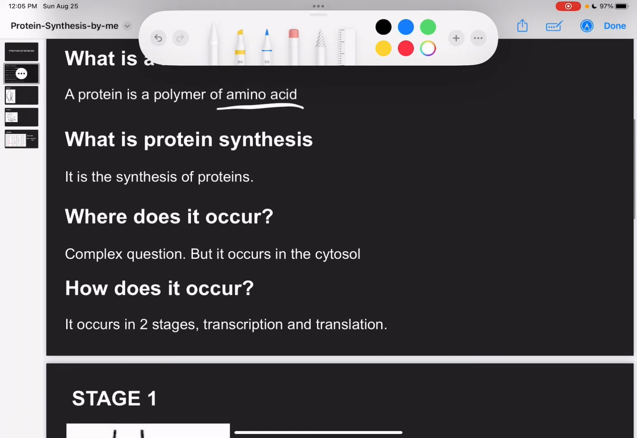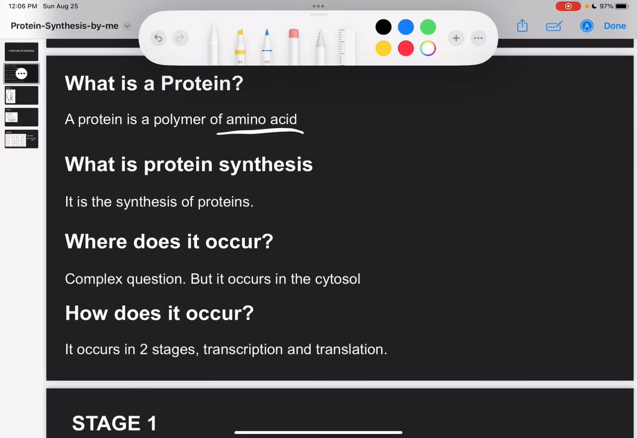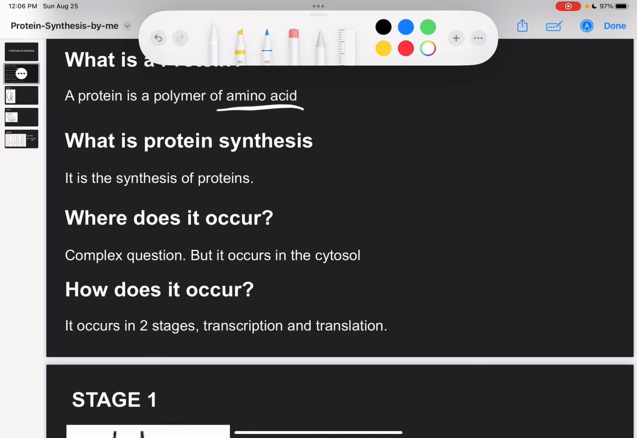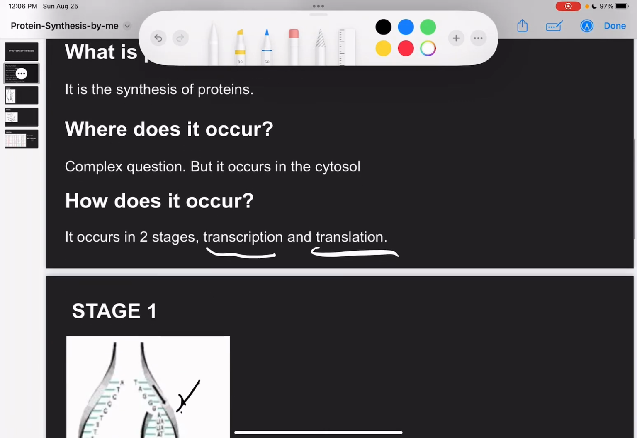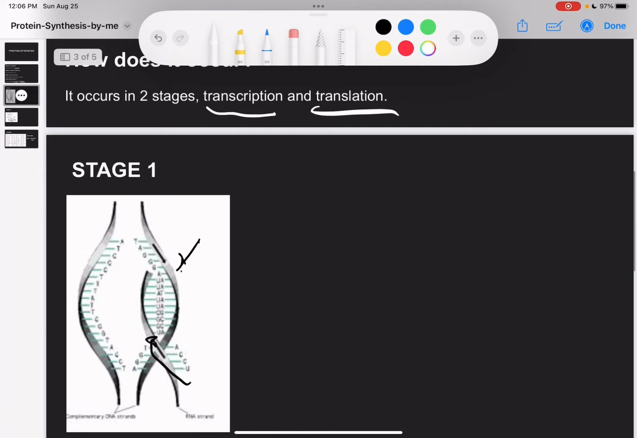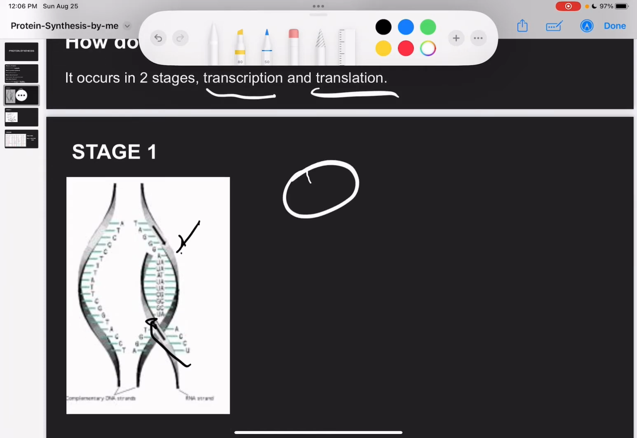Where does it occur? This is a two-layered question, but the synthesis of the protein itself occurs in the cytosol. How does it occur? It occurs in two stages, transcription and translation. Stage one is transcription. This occurs in the nucleus of the cell because the nucleus contains DNA.